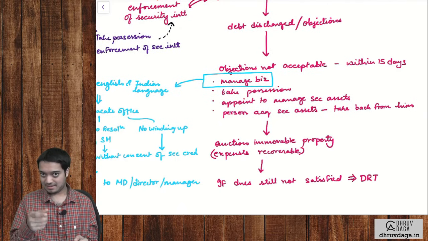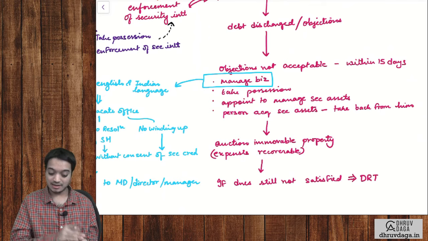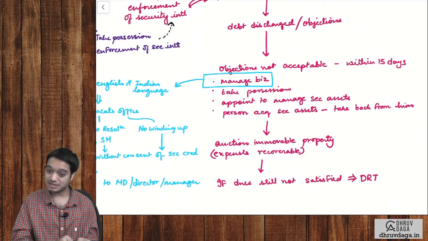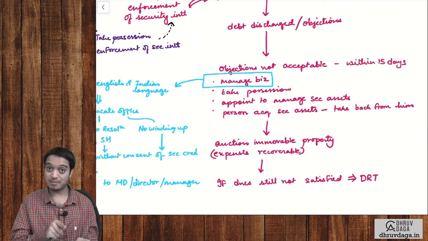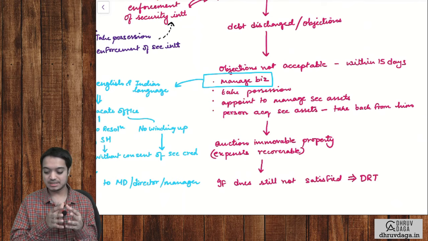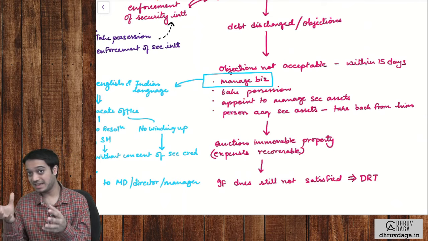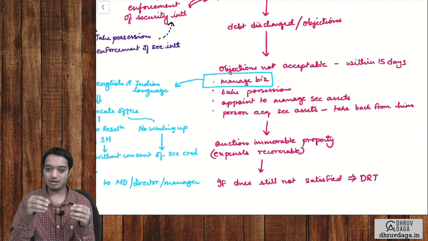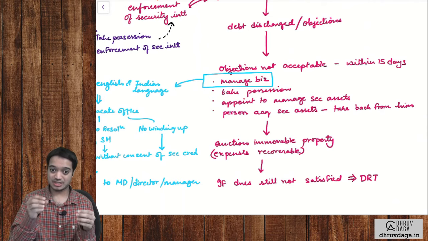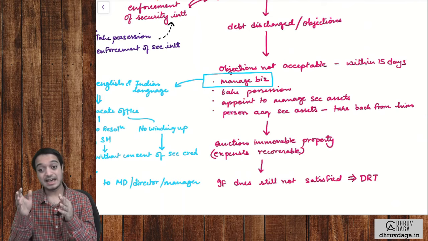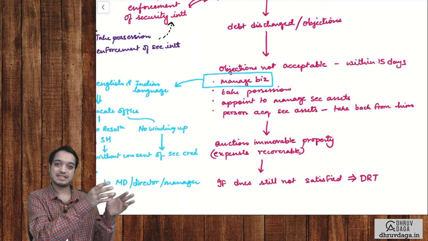If the obligor doesn't pay off the debt, then these four things can be done. It can take over the management of the business. It can take over the possession of the assets. It can appoint a manager for the secured assets, or a person may, suppose another person has acquired the secured assets. For example, the obligor raised a charge against one of its secured assets and gave this secured asset to someone else.